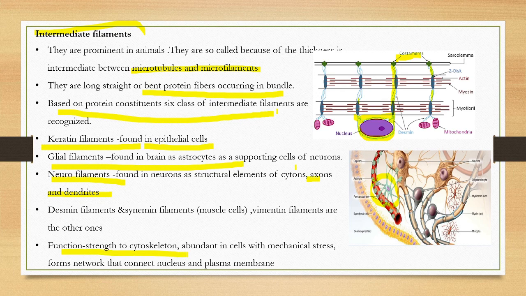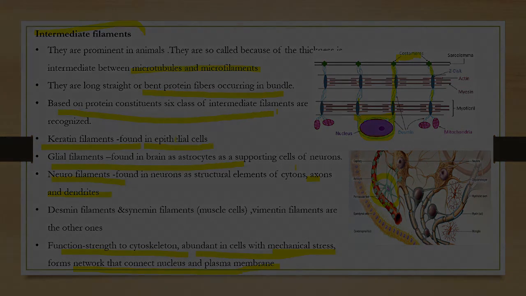Function: strengthen the cytoskeleton, support cells under mechanical stress, and form a network that connects the nucleus and plasma membrane. So these are the functions of intermediate filaments.